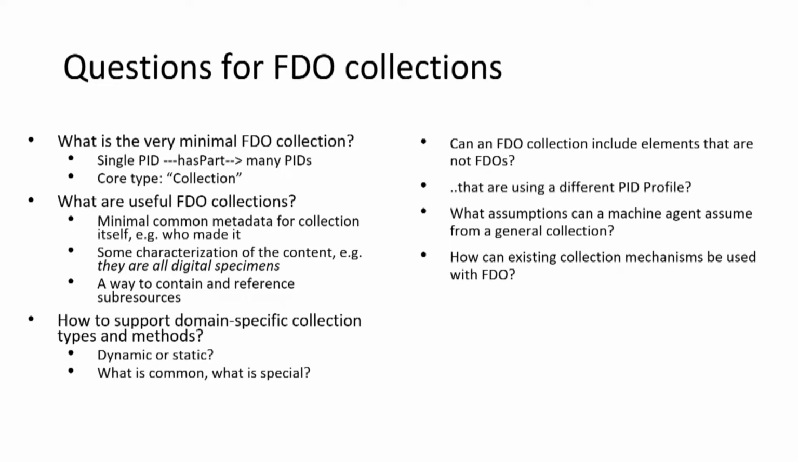But indicating the PID profile you have used might be an important part of a collection, so you know how to look at the things in it. This is helping the machine agents to see what they can assume once they see a collection, and when they see an FDO, what they can then do. So you should not have to know in advance everything. It should be able to have some kind of switching to look for the things it is caring about.